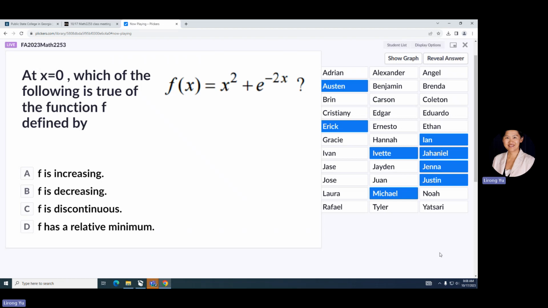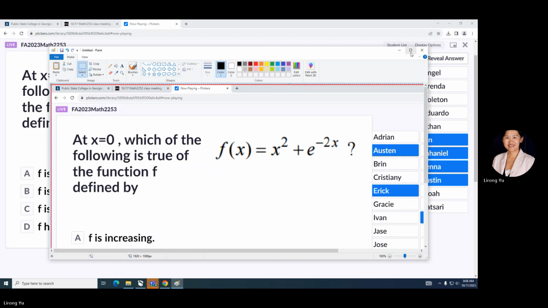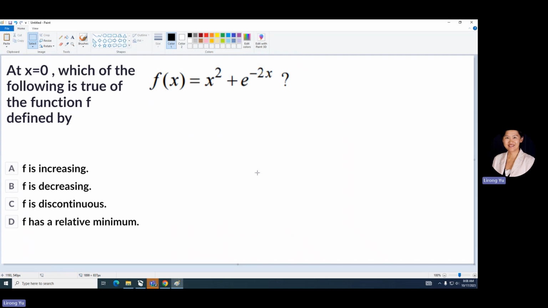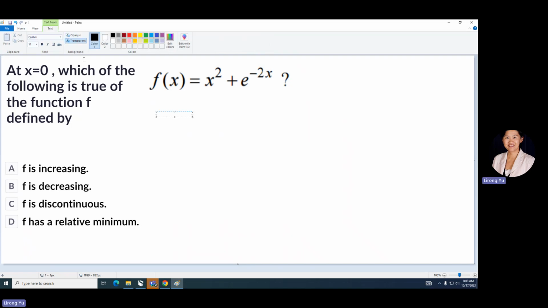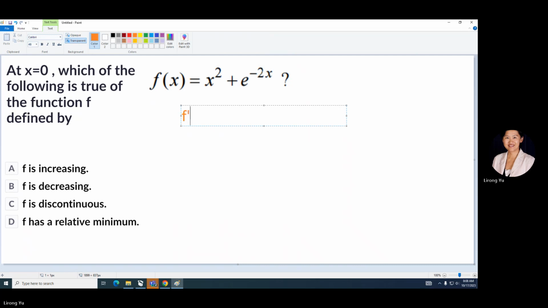So the main focus will be we've got to have a derivative in order to determine this. So let's look at how we find the derivative. The function: 2x plus e to the negative 2x. Power rule for differentiating x squared.